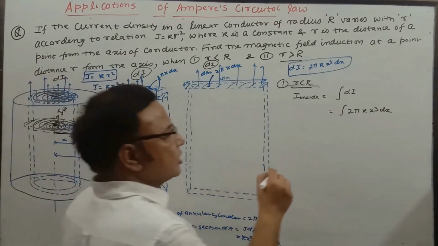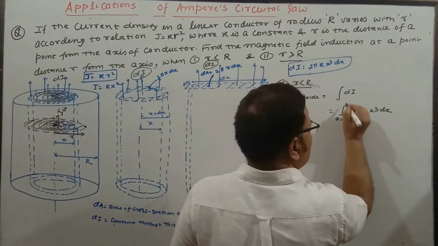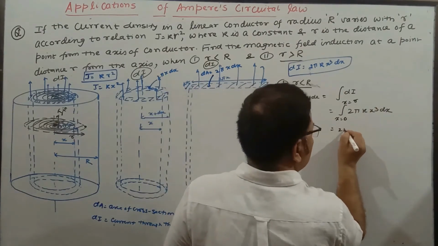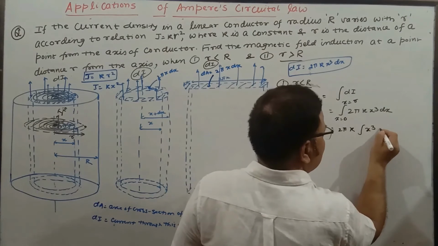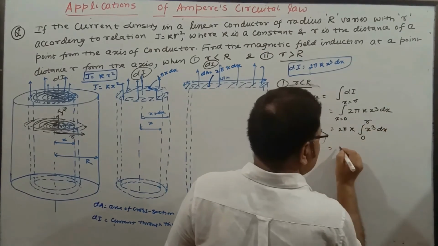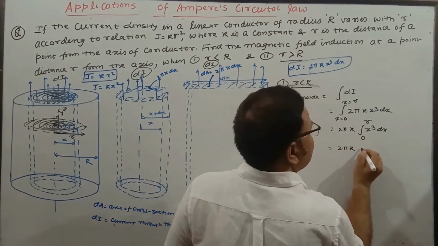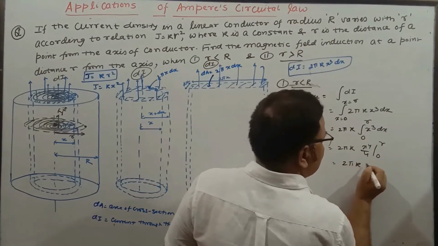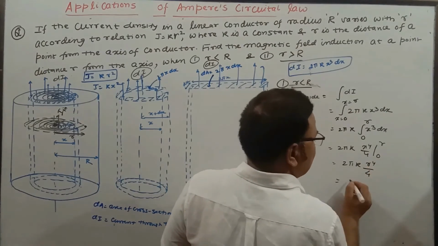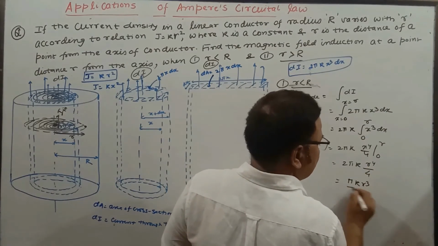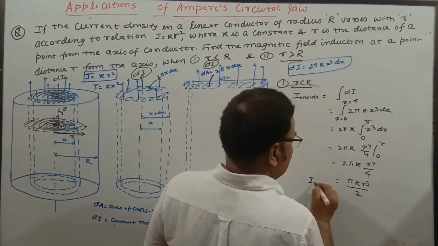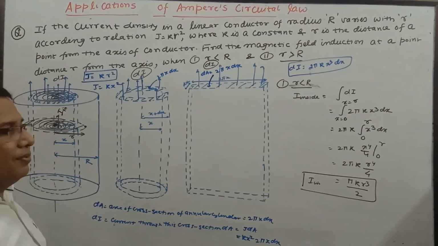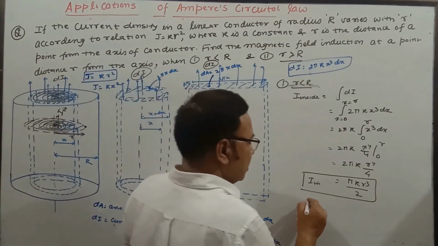And so the variation of x for the cylinder is from x equal to 0 to x equal to R. 2 pi k is constant, you take it out. Integration x cube dx from 0 to R. This is 2 pi k, x cube integrates to x^4 by 4, from 0 to R. So this is 2 pi k, R^4 divided by 4. So this is pi k R^4 divided by 2. This is I in.